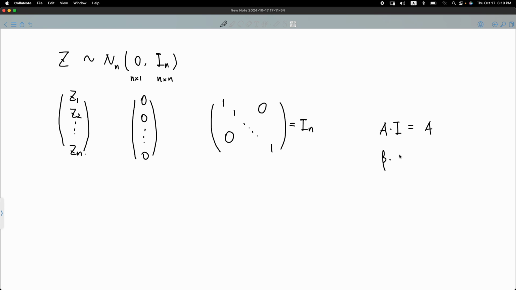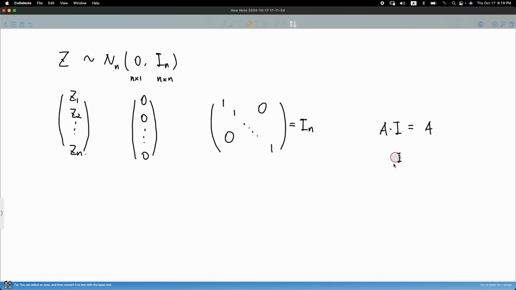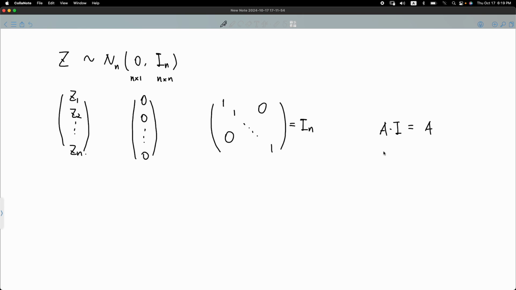If you have a vector, maybe I should not use beta for now when we talk about linear regression. Okay, then I use mu for a vector. So this is n by n multiplied by n by n, you will have n by n. And then let's write identity. So this is n by n, and then n by 1.